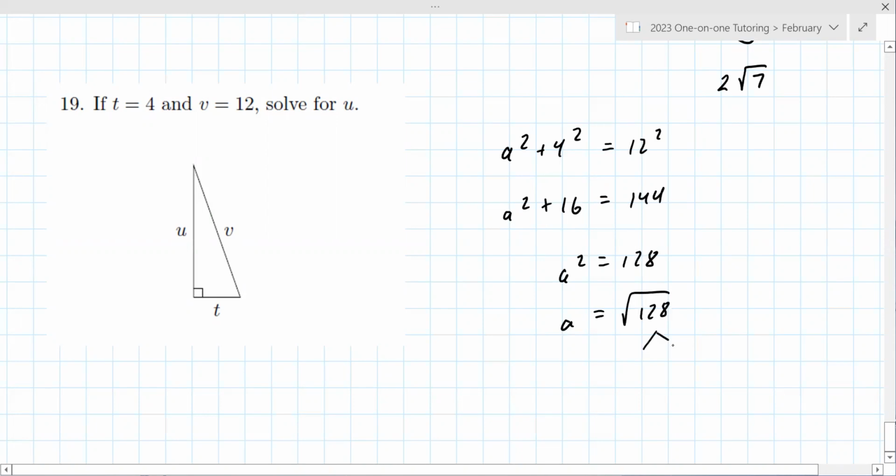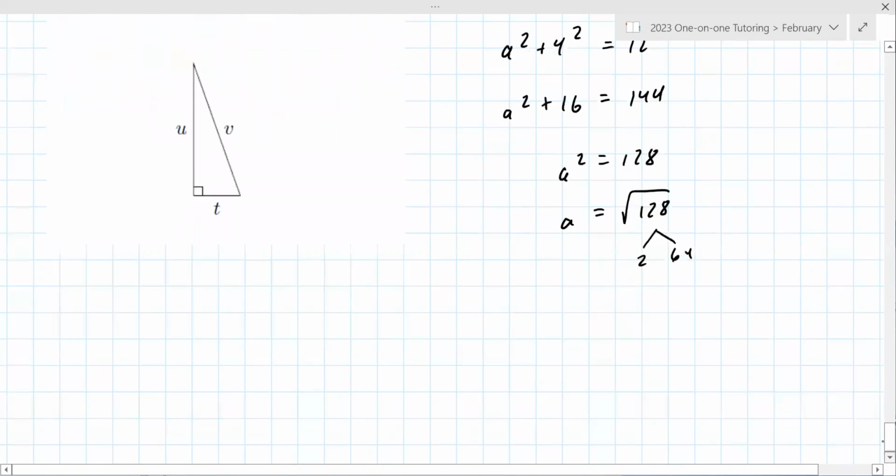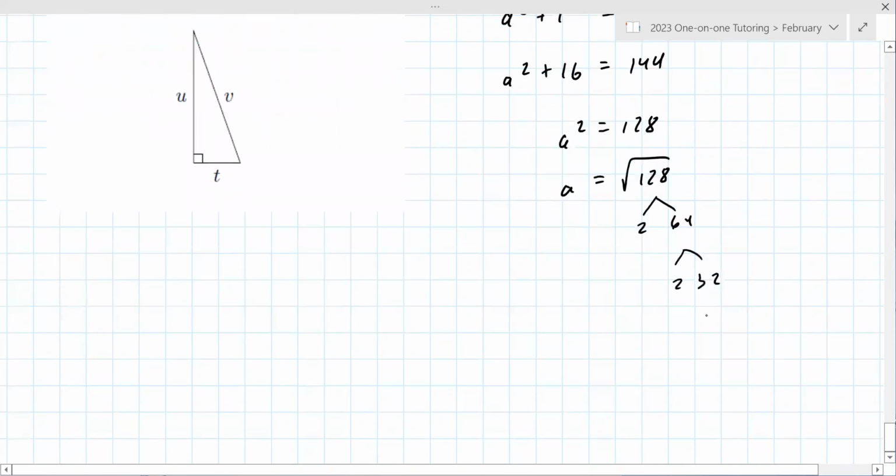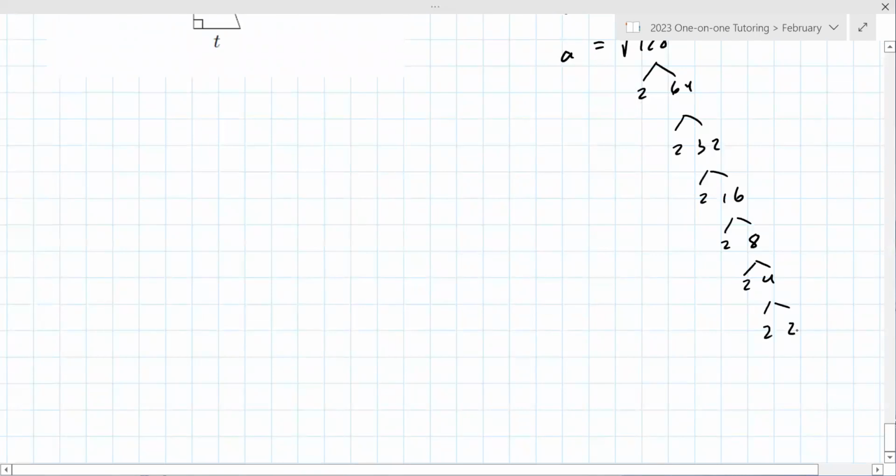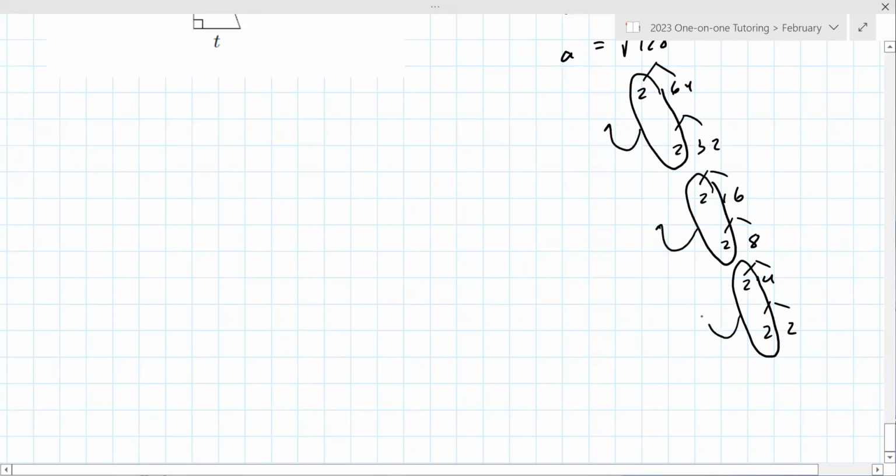Really close. 2 and 64. 2 and 32. 2 and 16. 2 and 8. 2 and 4. 2 and 2. Okay, and you start circling pairs. You sound like the kind of math student that works really fast, but maybe isn't showing enough work. You bring a 2 out for each of these. So it'll be 2 times 2 times 2 square root 2, which is 8 square root 2. Exactly. You have to remember to multiply.